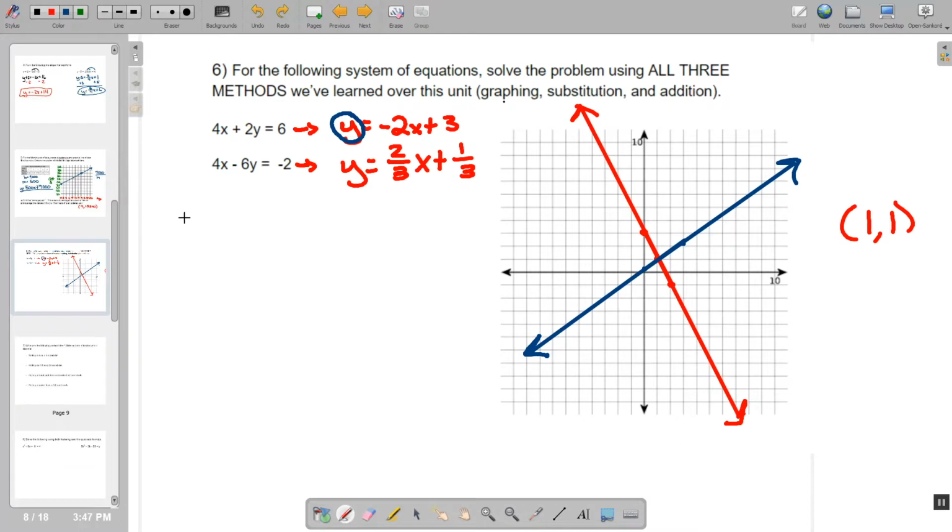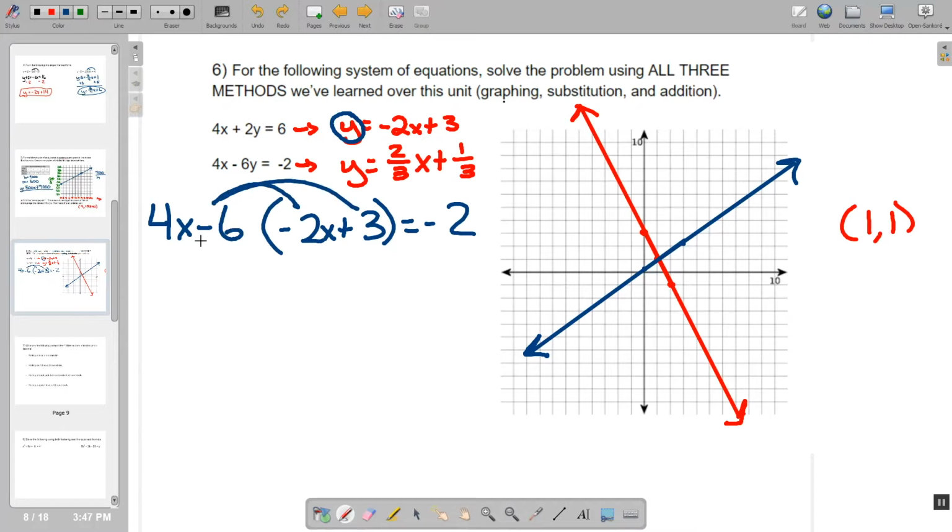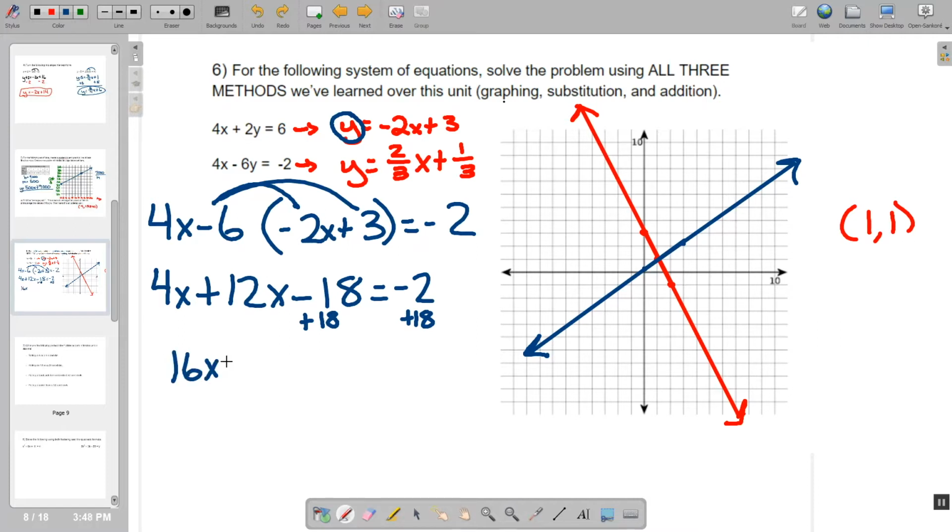So I'm going to take this y and substitute that value right there. Okay? So I'm going to do 4x minus 6 parentheses, and now I'm going to substitute in this value, negative 2x plus 3, and that's going to be equal to negative 2. I'm going to distribute negative 6, so I get 4x plus 12x minus 18 is equal to negative 2. I'm going to add 18 to both sides, and I get 16x equals 16. So x is equal to 1.